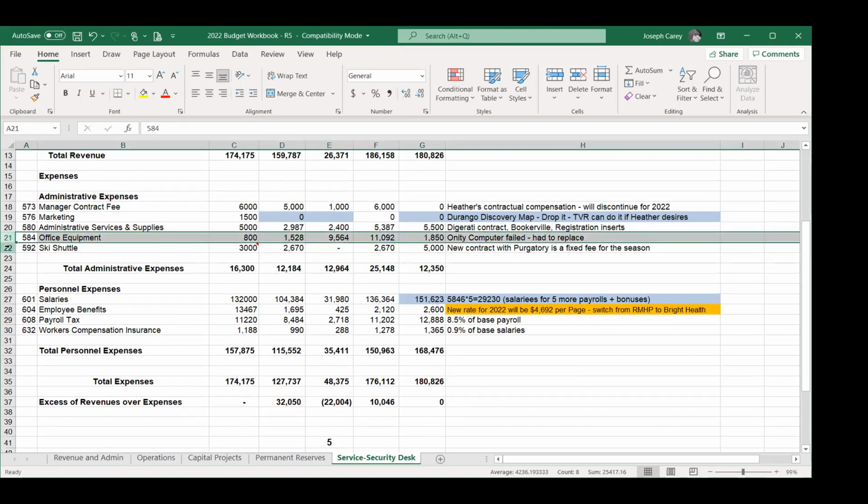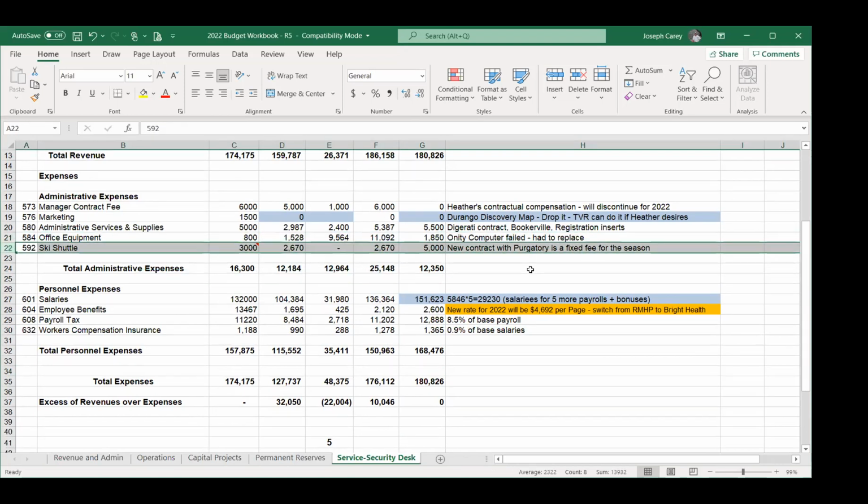Okay, so ski shuttle. The new deal with Purgatory is a fixed fee, not a pay per ride, and it's $5,000. Yes.